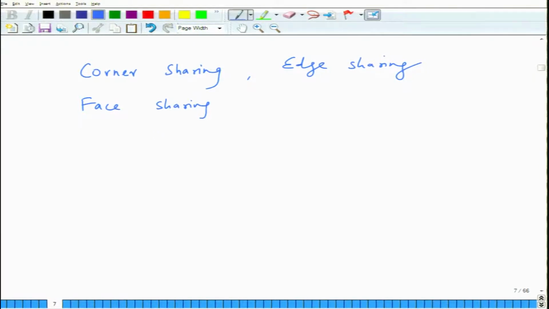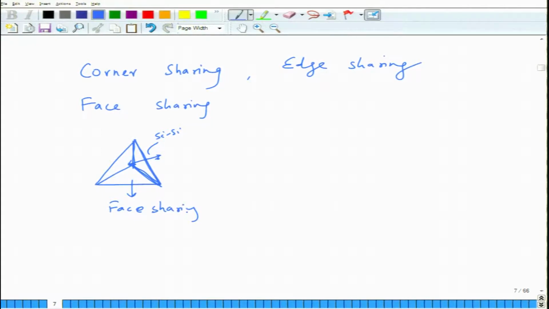So, for example, if you look at the face sharing tetrahedra, you have a tetrahedra, let us say like this. And if you make another tetrahedra sit on top of this, this is going to be the face which is shared. So, this one silicon atom is sitting here, another silicon atom is going to sit somewhere here. So, this is the distance between the silicon atoms, the Si-Si distance. This is face sharing.